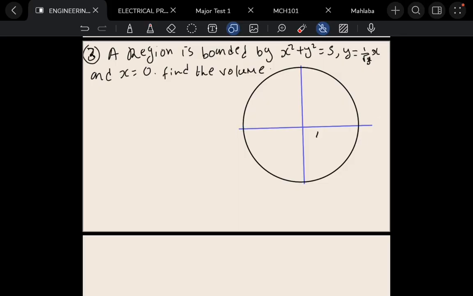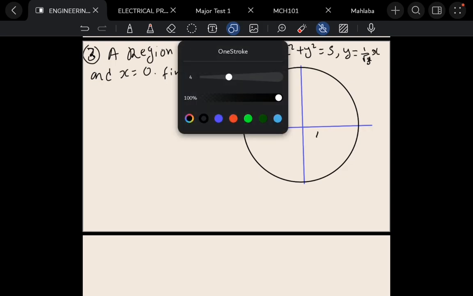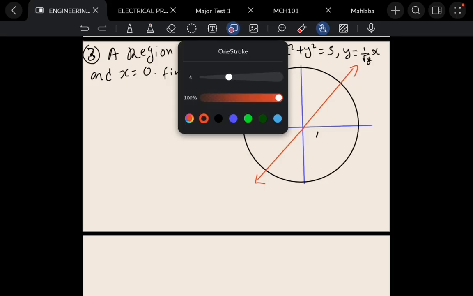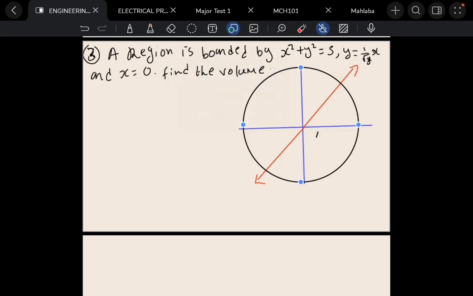The next one is y equals 1 over root 3 x. So that line is somewhere here. Right, that is a line there. And then the last one is x equals 0. So that one.